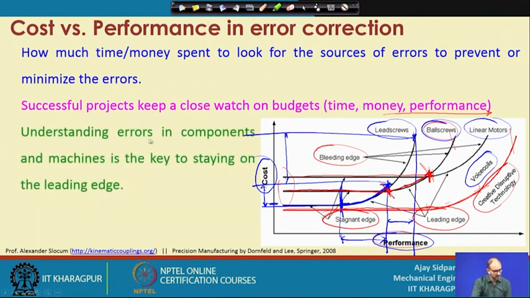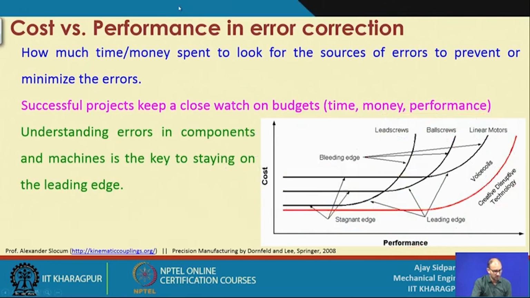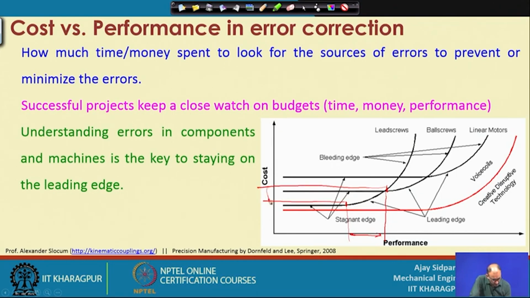So, what is that? Understanding error in the components and machine is the key to staying on the leading edge. So, our objective is to stay within that leading edge only. So, wherever the leading edge starts, as soon as you are getting a cost increase, you can think about one point where you can actually normalize the thing. So, now you can see this particular thing is the leading edge of the lead screw, because here the performance is high compared to the cost you are spending in this particular case. Same thing, the leading edge is available for the other two pieces of equipment also.